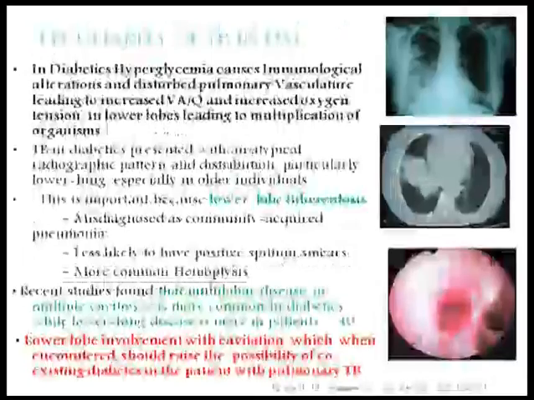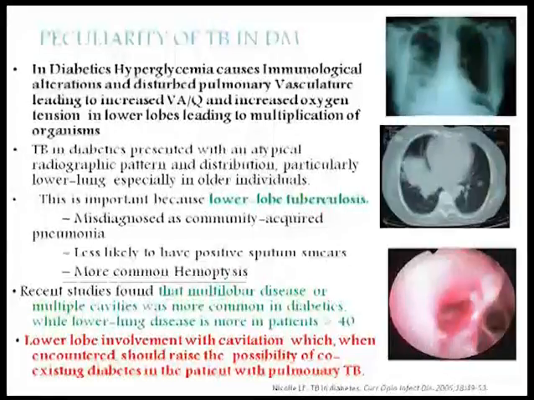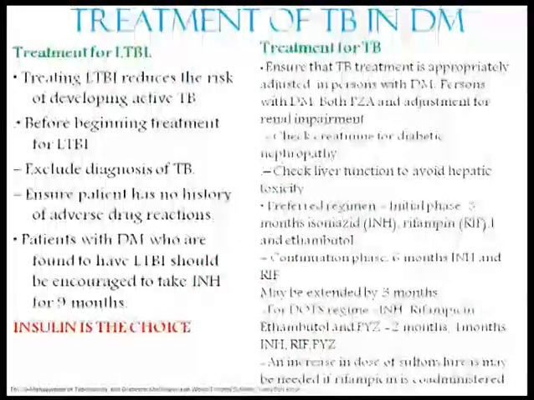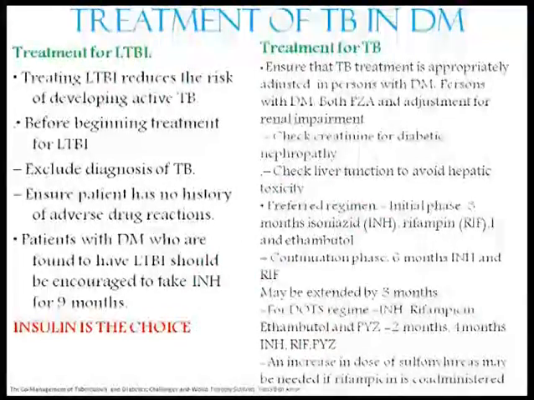They are all peculiarities. You will be able to make a diagnosis through the bronchoscope. If you have the pulmonary physician with you, a lower lobe involvement, multiple cavities, less sputum positivity, more hemoptysis must make you think this is again tuberculosis, not a community pneumonia.